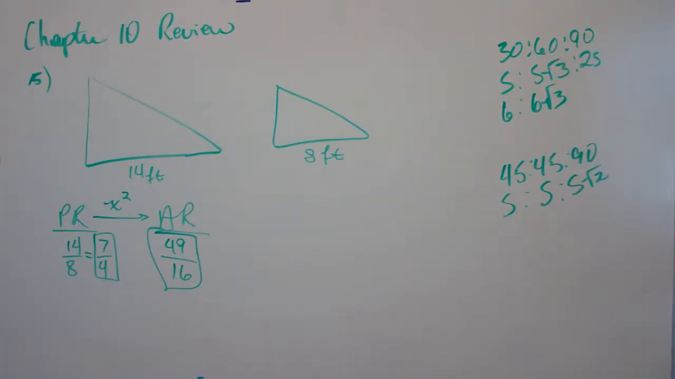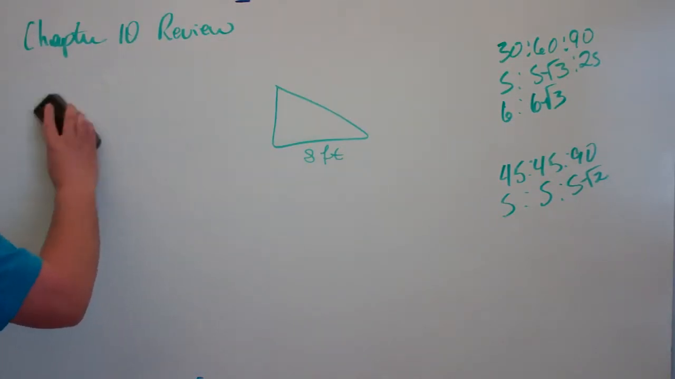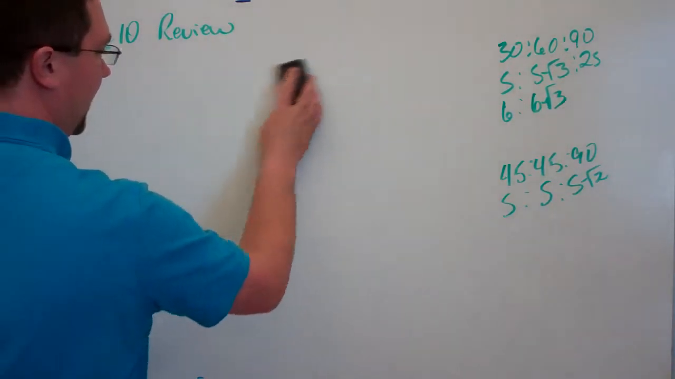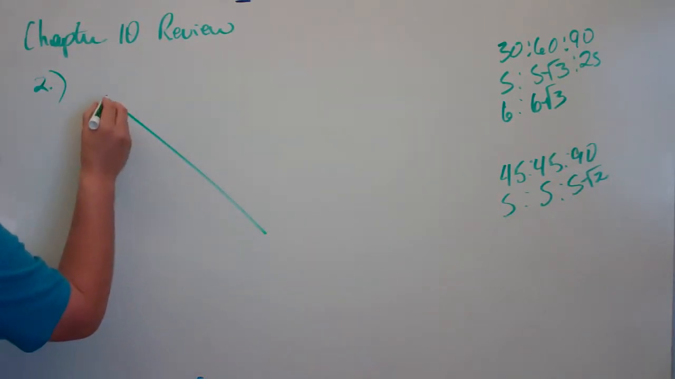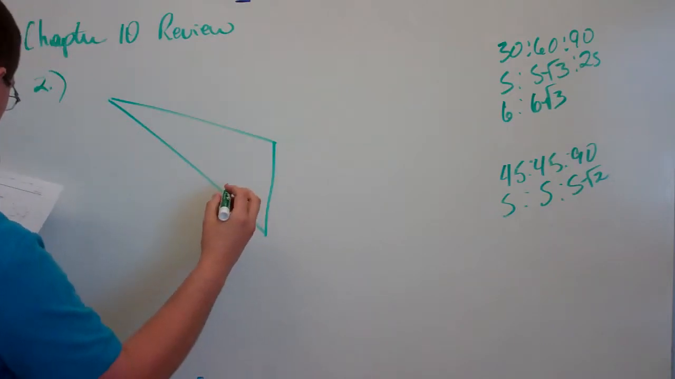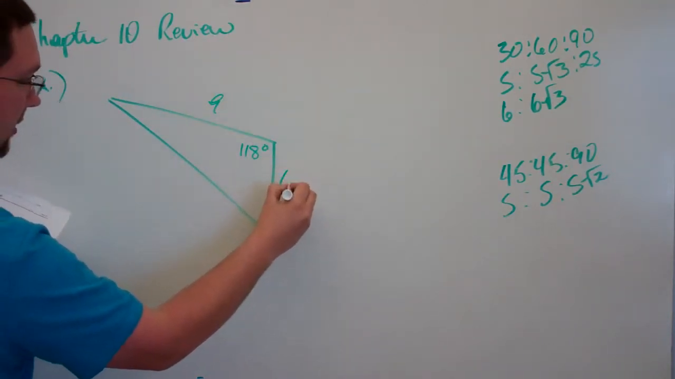Alright? Now we're going on to part B. So put that page down and pick up your other one. At the bottom it should be page 87. We're doing number 2. We have a triangle. This is 118 degrees, 9 and 6.